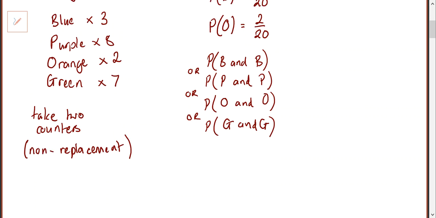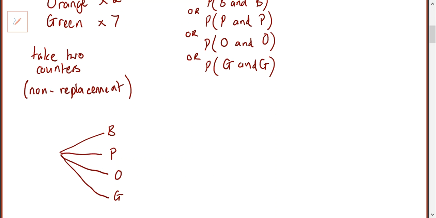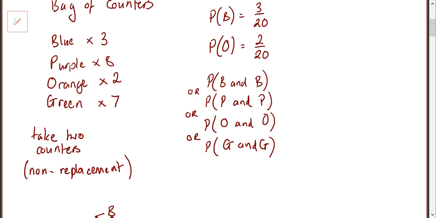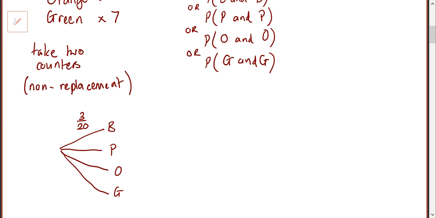So how do we work this out then? Well, you might choose not to bother, but let's do a tree diagram. So we can do blue, purple, orange, and green. So I've got all the branches that side. What are the probabilities? Well, we've already been working that out. So blue is 3 from 20. Purple is 8 from 20. Green was 7 from 20. So what was orange? 2 from 20.